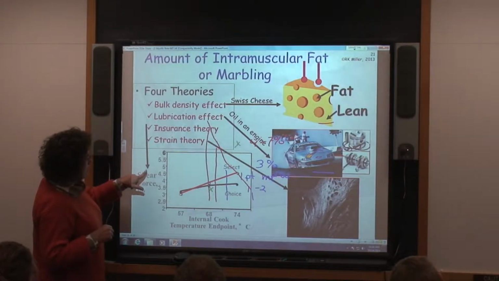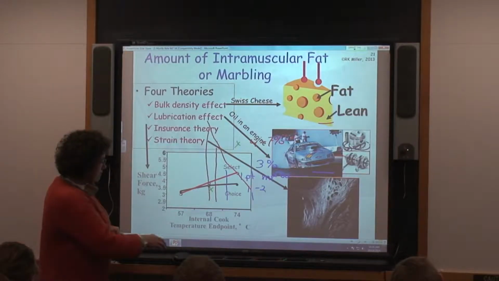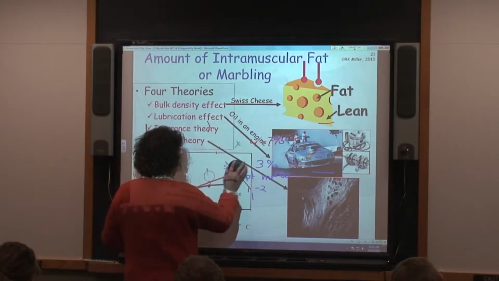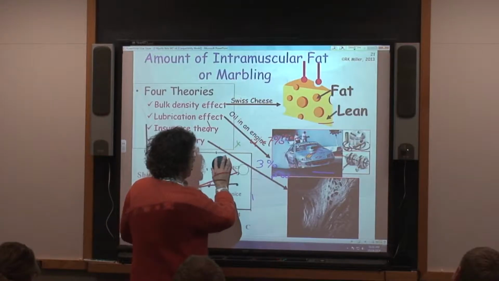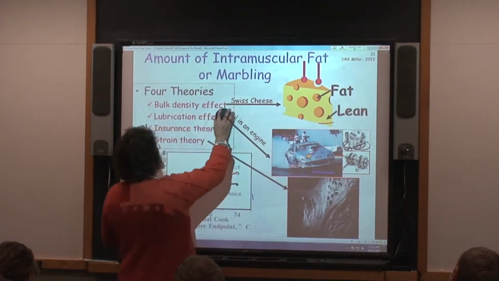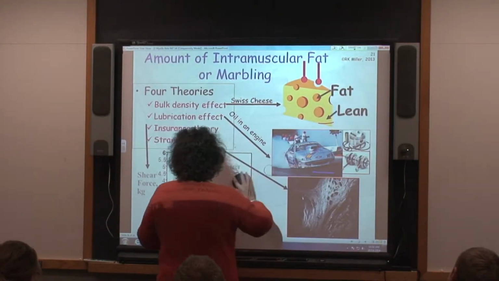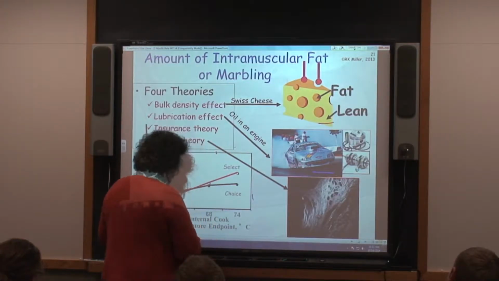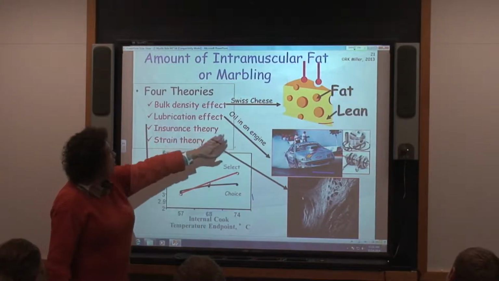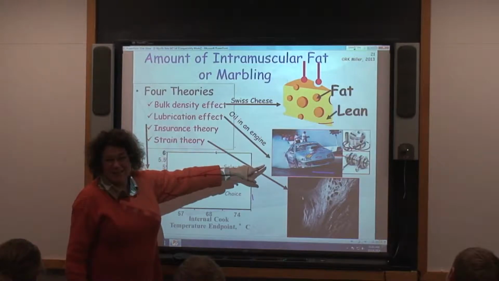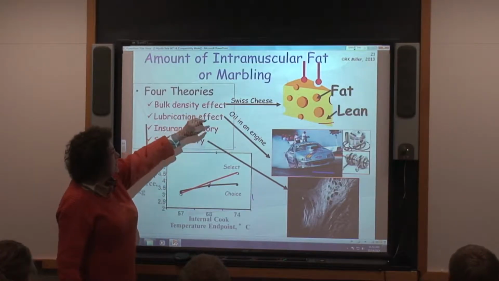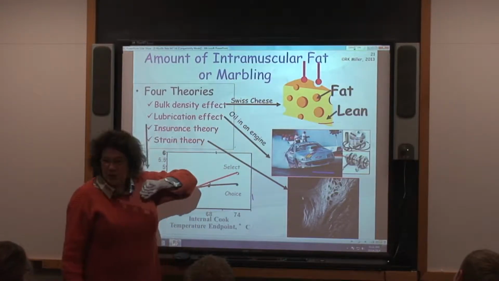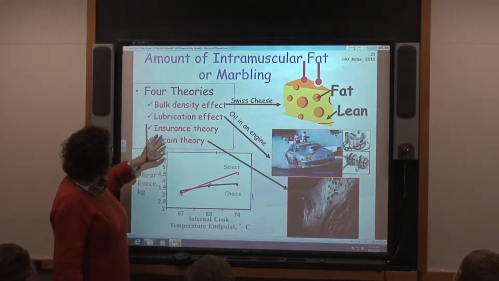And I've talked about the marbling theories, and now I have to erase all this to get it off of there. Isn't that cute? And this is just a review of what we've already talked about. It has pictures on it, though. Oil, the lubrication effect, oil in the engine, the bulk density effect. See, that's the Swiss cheese with the holes, fat and lean.